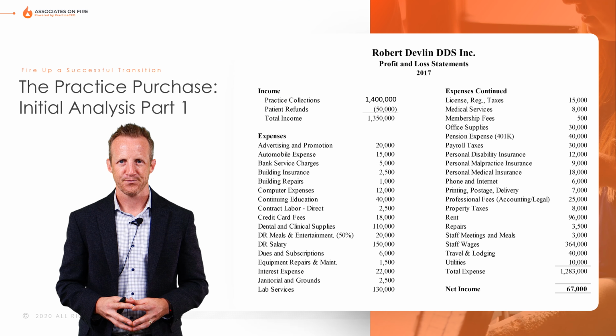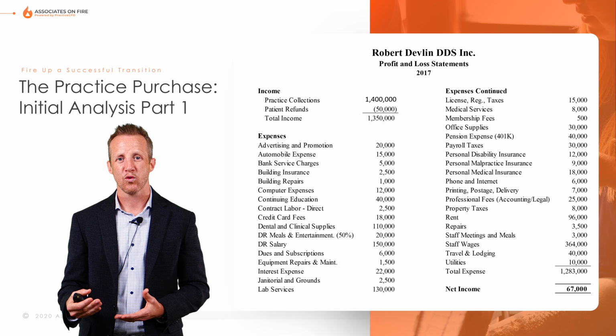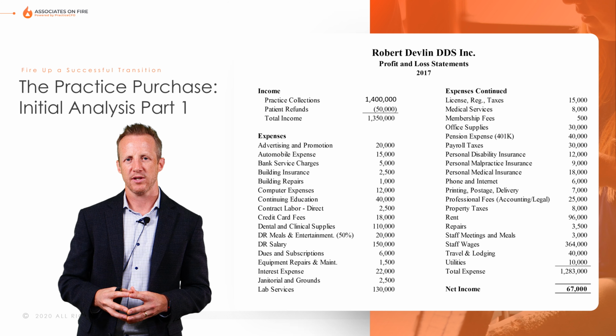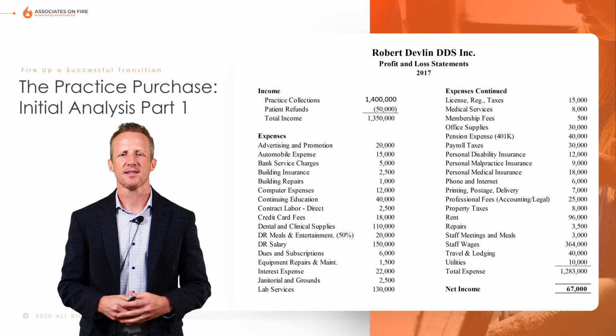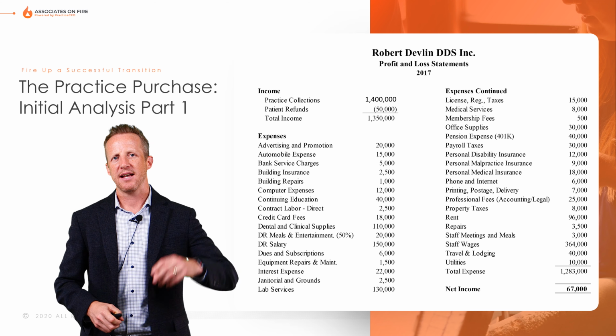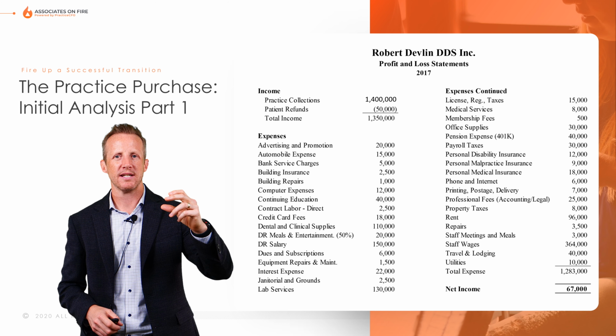Now let's look at Dr. Devlin's P&L. If you printed out that PDF from our resources and have it in front of you, great. Have a pen or pencil, get ready to write down some things if you haven't done this fully already. This is a classic example where you get a profit and loss statement and it has your collections at the top, has refunds, and your total income.